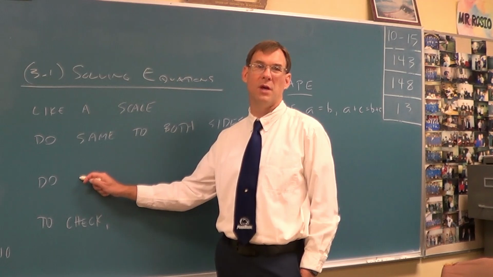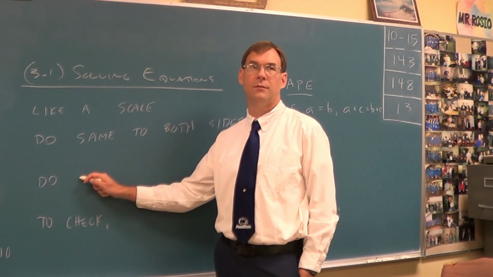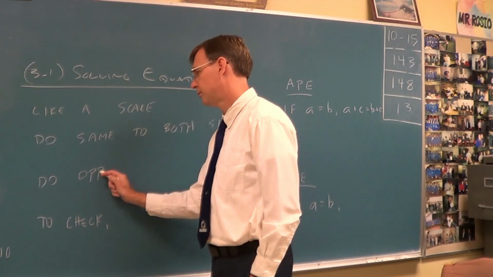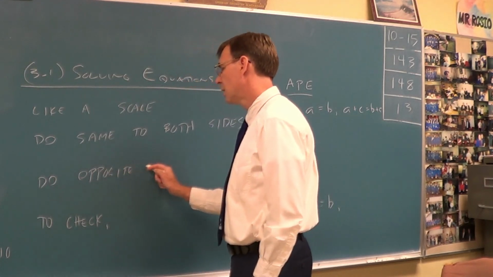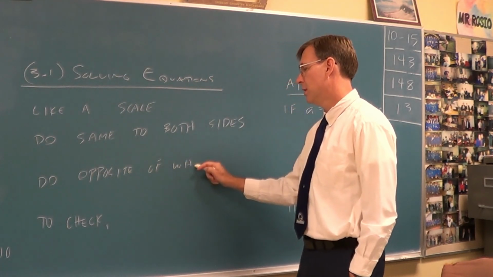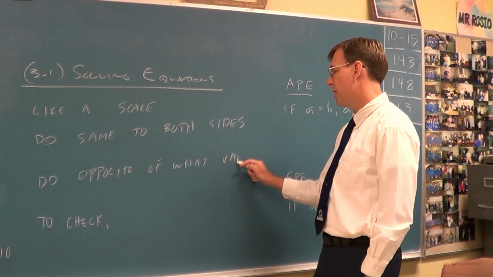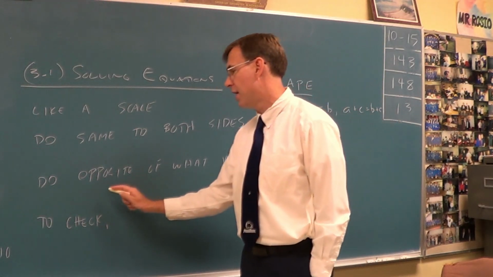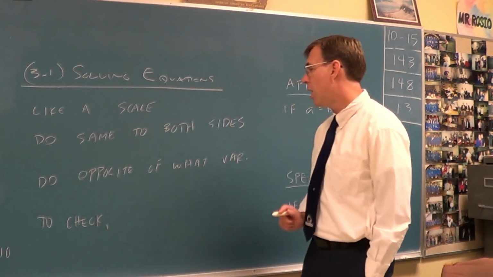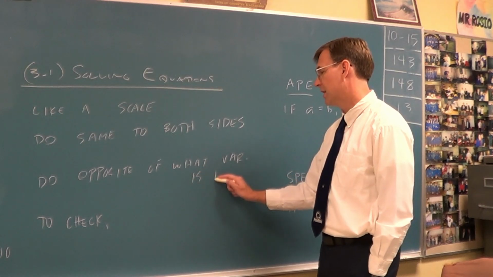In terms of algebra and solving the mysteries of life and getting missing numbers figured out, what's another thing that we have to do? Always do the opposite of what the variable is doing. So if you can find your variable and see what's happening to the variable, we're going to do the opposite of what the variable is having done to it.